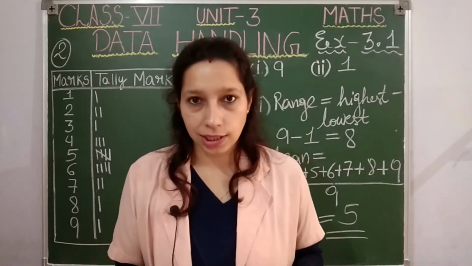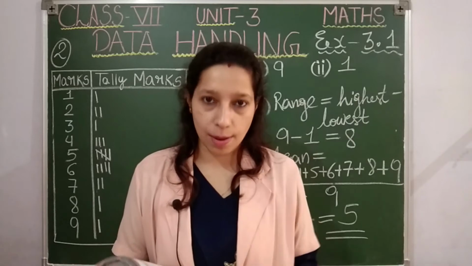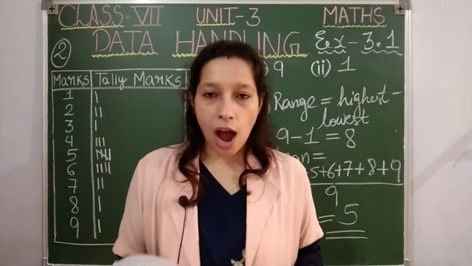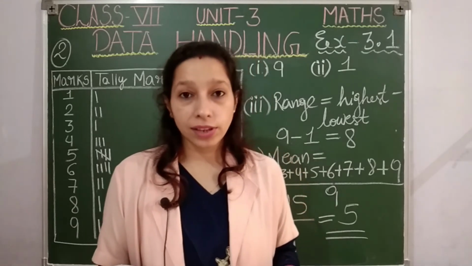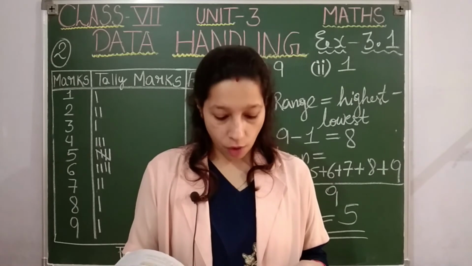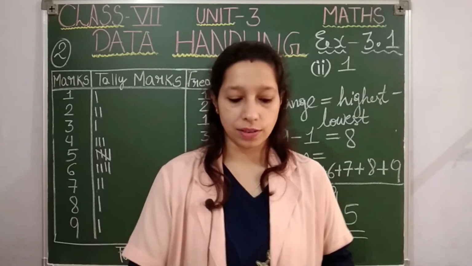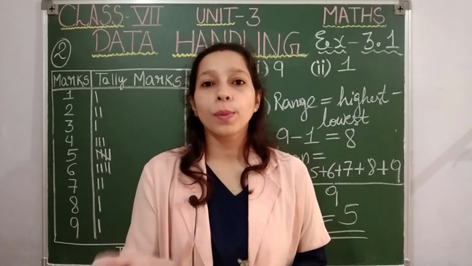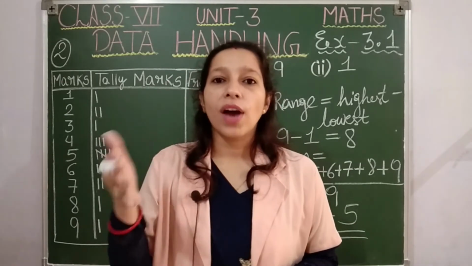I hope the solution is clear to you. First, we have arranged the data in tabular form. Then, we have answered the following points. Okay, now after this, we are going to see question number 3, students. Again, see into your textbook. Find the mean of first 5 whole numbers. So, students, you have to calculate mean. You know how to calculate mean now, but whose mean you have to calculate? The first 5 whole numbers.